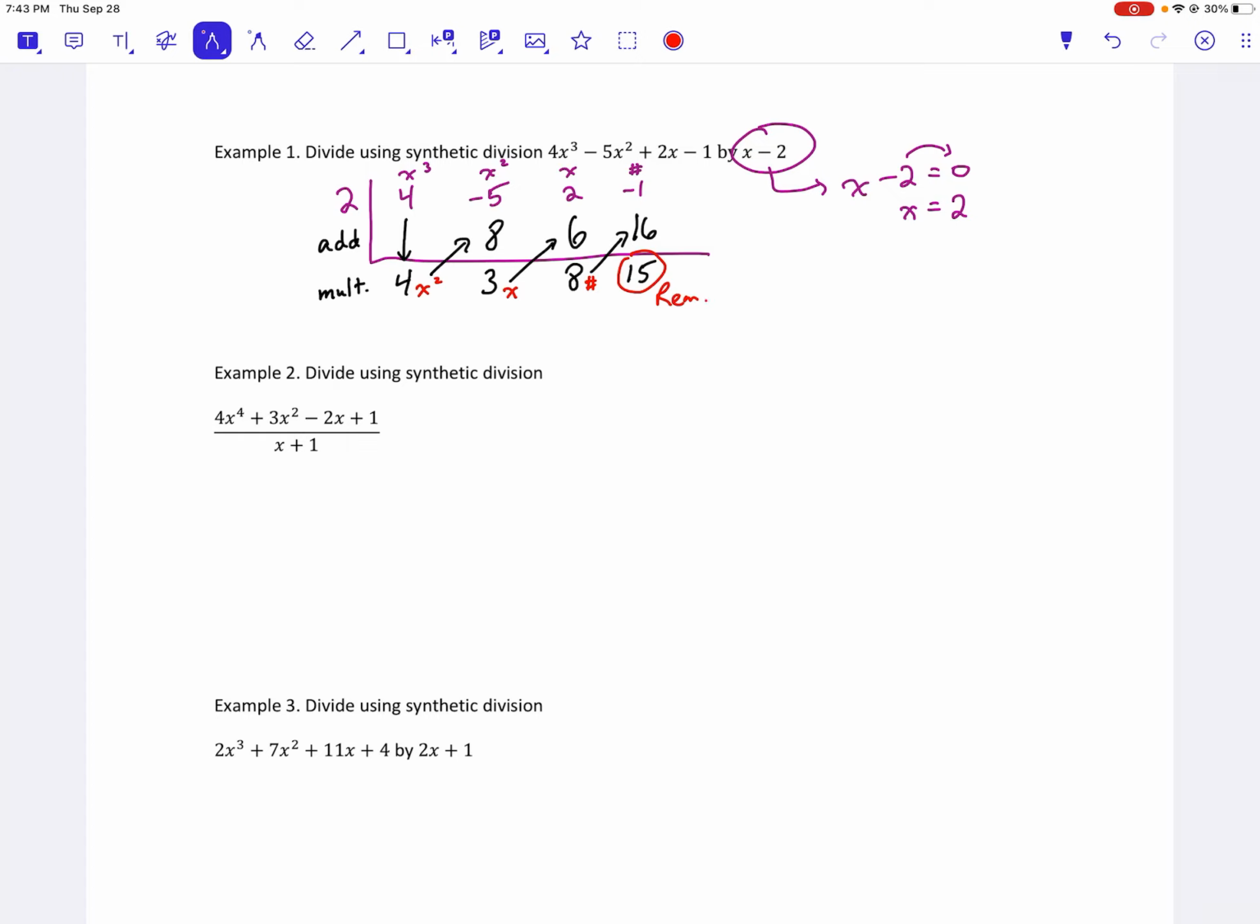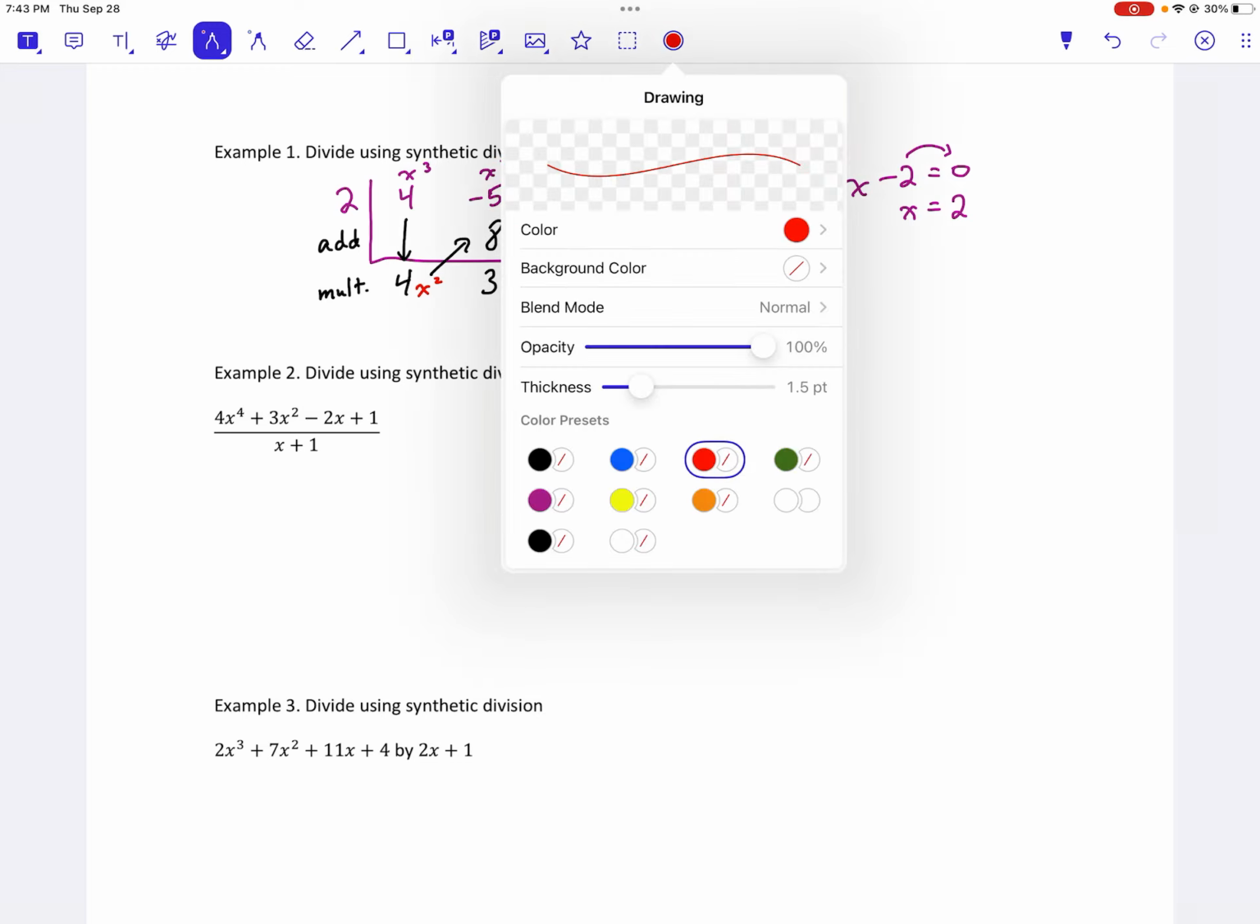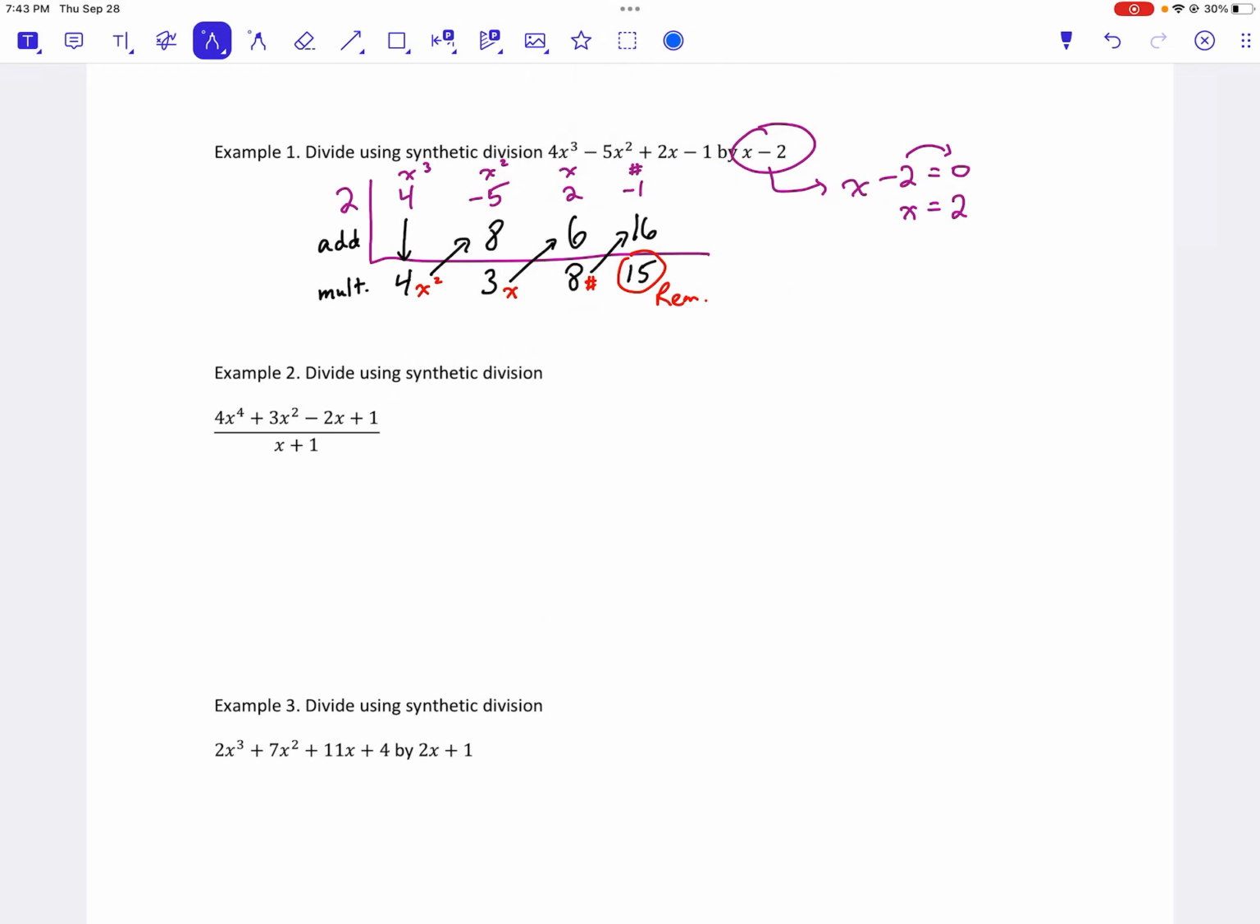So what we have, if we were to write this in check-the-product form, is we started with 4x cubed minus 5x squared plus 2x minus 1, and we divided it by x minus 2. So this was what we divided it by. What we got was this. As a result, we got 4x squared plus 3x plus 8.